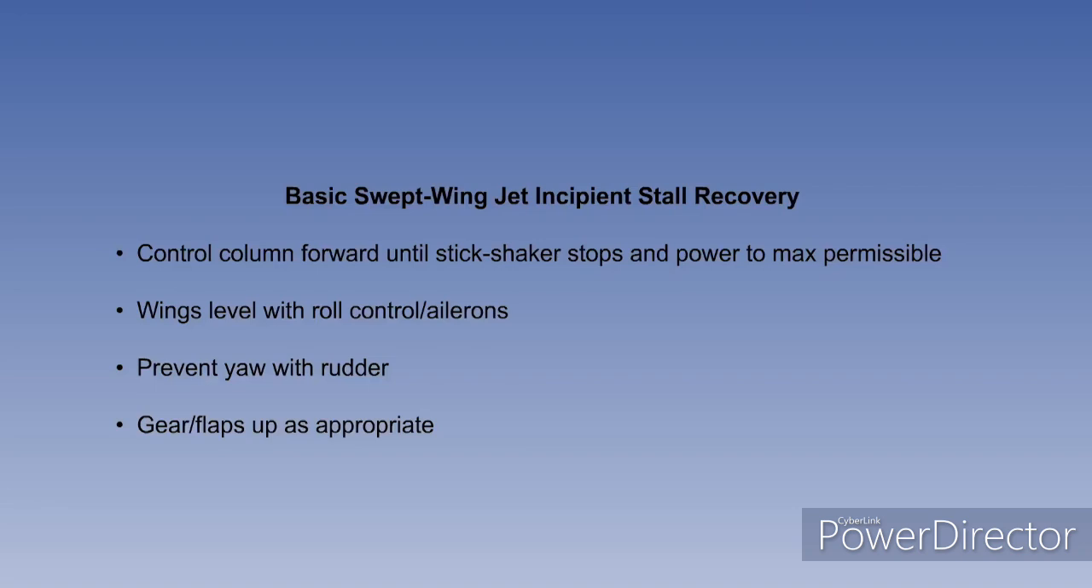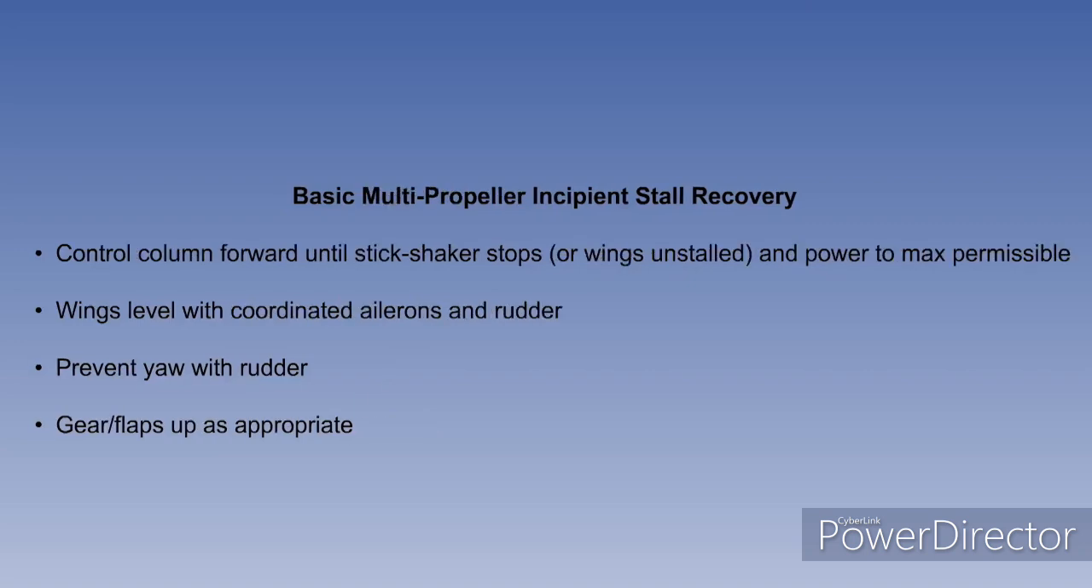smoothly forward until the shaker stops, simultaneously increasing power to the maximum recommended to minimize height loss, and preventing or correcting any wing drop with roll control and rudder to balance, then raising gear and flaps at appropriate speeds if down. For multiprop aircraft, the recovery sequence is almost identical, except that the wings should be levelled with coordinated use of rudder and aileron.